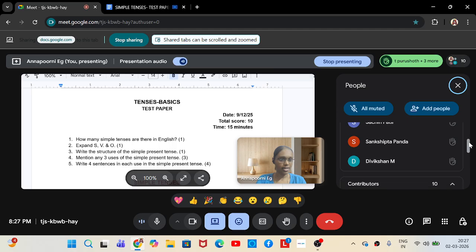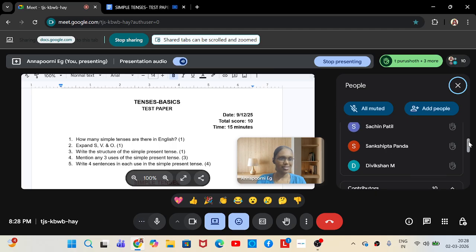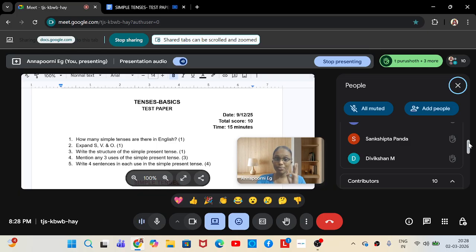Who has raised the hand? Let me see that lucky person. Okay. You have to give me three uses, Samshipta. Are you ready? Mention any three uses of the simple present tense. Yes.